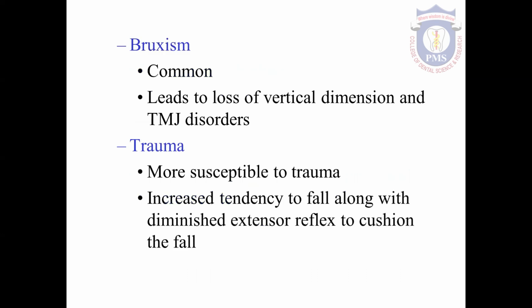Bruxism also you can see in these children, and because of the constant bruxism, there can be loss of vertical dimension. That is, the teeth will get attrited, and once the teeth get attrited, the pulp might get exposed, leading to sensitivity for the patient. And along with that, TMJ disorder, if it is a long-term condition, the vertical dimension will be reduced, and that can lead to TMJ disorder.